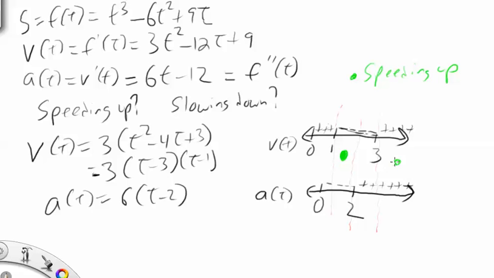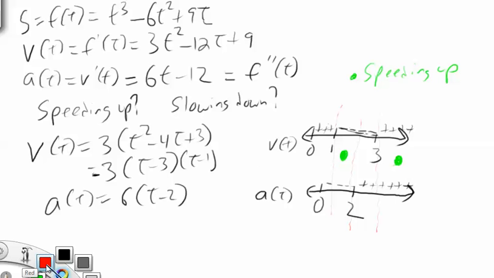Okay? The other speeding up is probably a little more obvious. Your velocity is positive and your acceleration is positive. So this time your velocity is going forward and your acceleration is pushing it in the same direction that you're traveling. So you literally can have a car speeding up, moving in the positive direction with velocity and acceleration being positive.